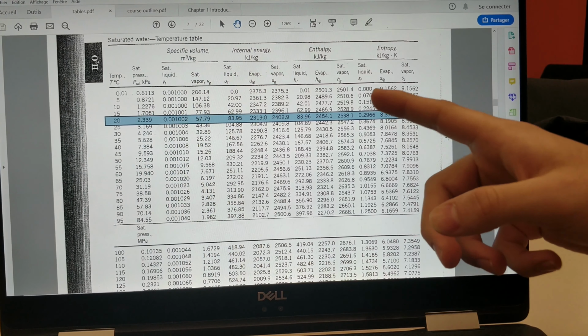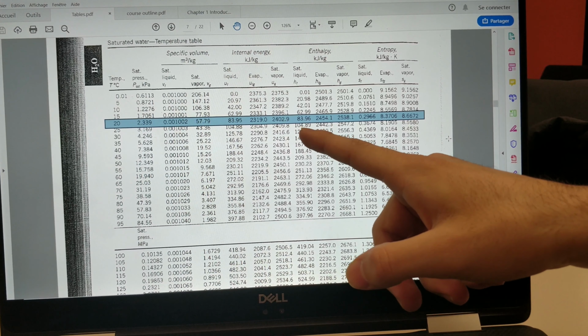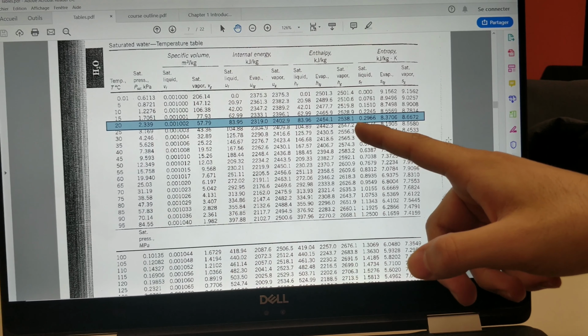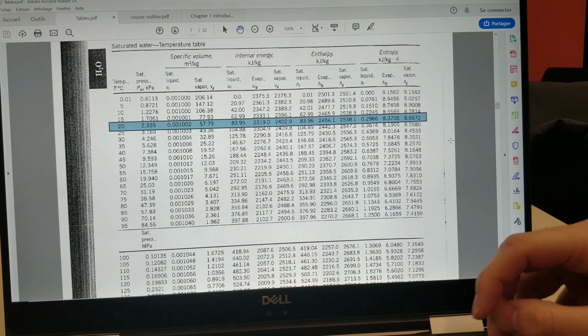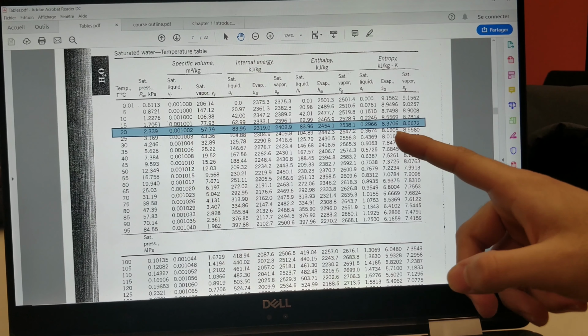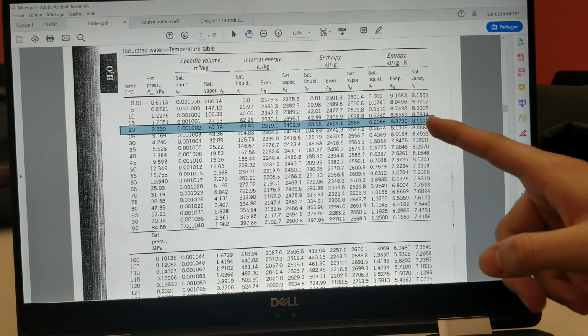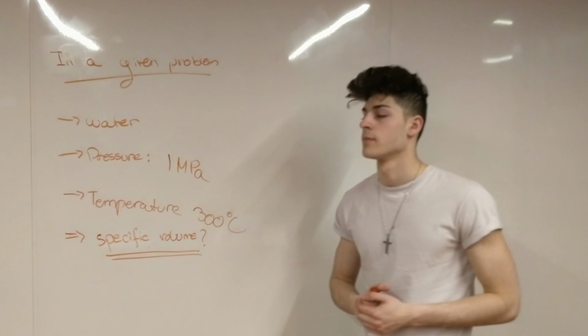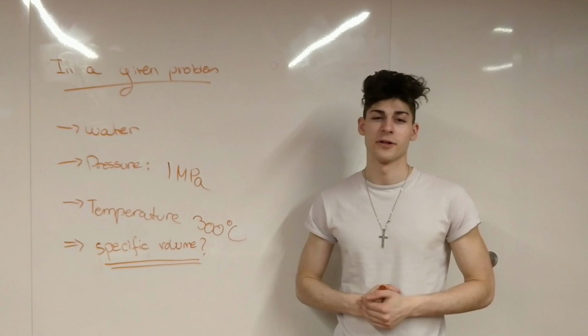Then moving on, we have the enthalpy, same thing. Enthalpy for the saturated liquid, for the saturated vapor, and the difference between the two. And finally, we have the entropy for the saturated liquid, saturated vapor, and the difference in entropy. It's now time to tackle an example.